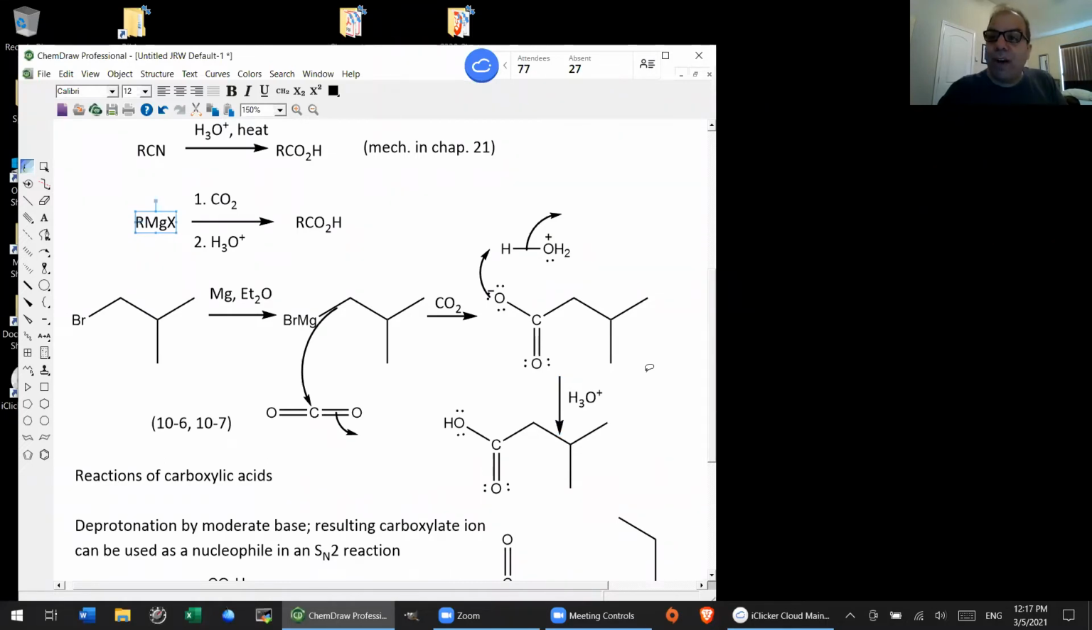Can't you also do oxidative cleavage with alkynes? Yes, that's a good point. If you treat an alkyne with ozone, yes, you'll get carboxylic acid functional groups. So there might be other reactions like that as well that make carboxylic acids. This is not an exhaustive discussion, but there are other ways of making carboxylic acids too.